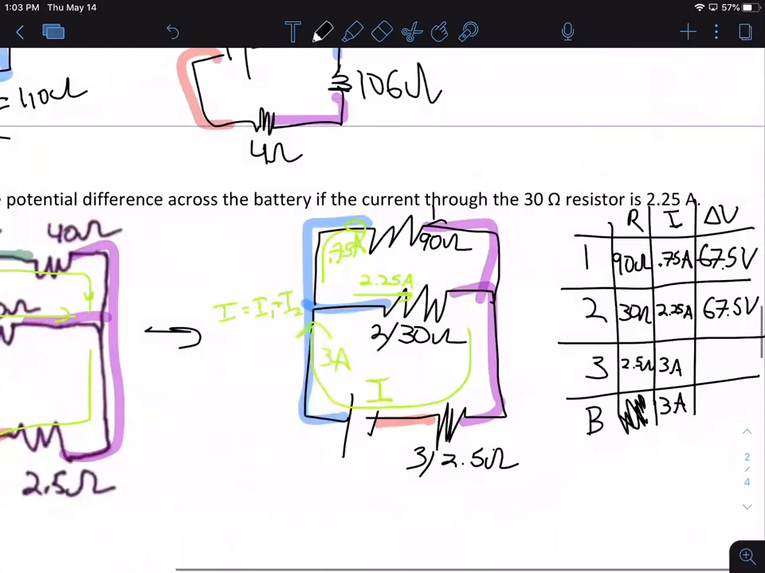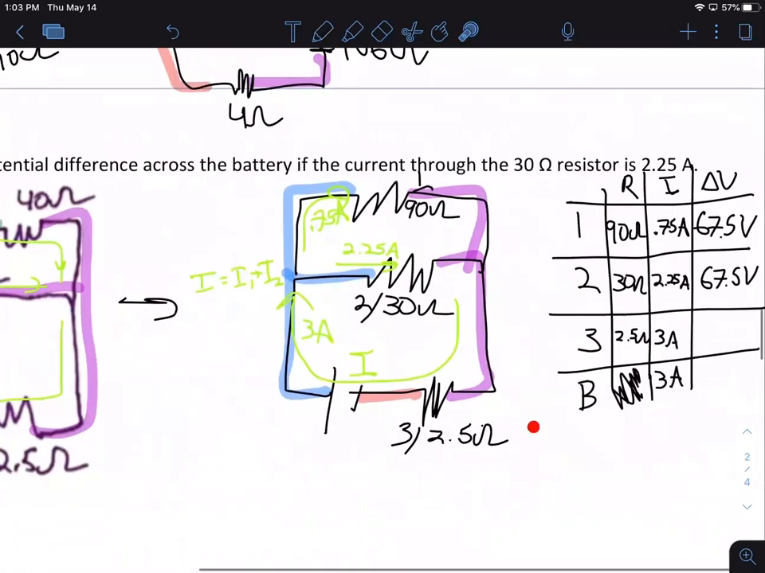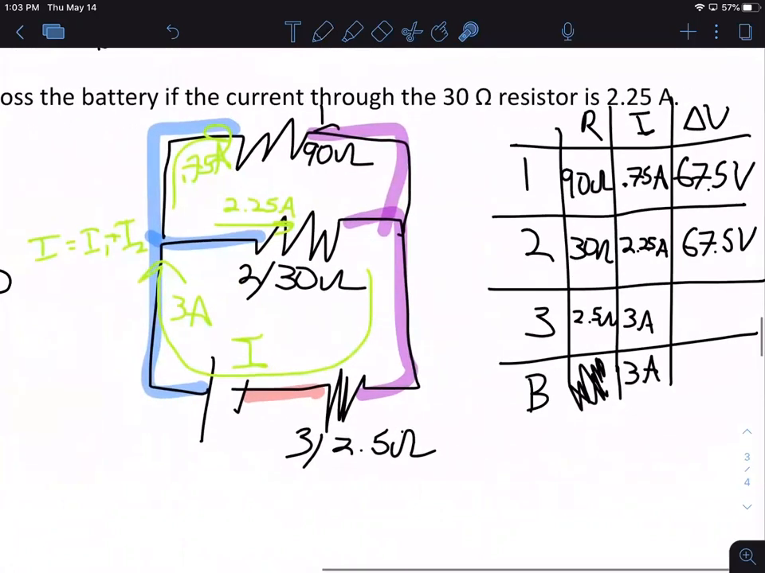It's not as crazy as the other ones, but still requires us to use our rules of parallel and then conservation of current. Really great question. How does this help? Well, now 2.5 times 3, 7.5 volts.